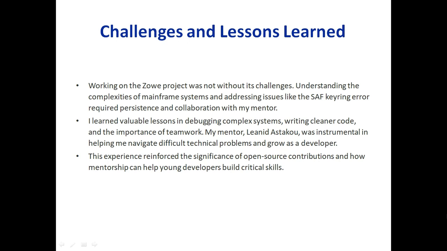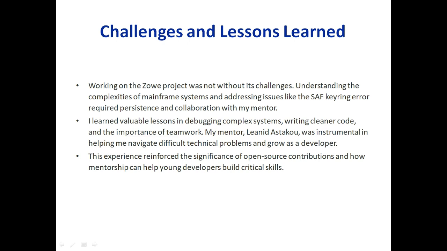Working on the Zoe project was not without its challenges. Understanding the complexities of mainframe systems was hard, especially as a beginner who had only worked on MERN stack projects and was very new to mainframes. It was very challenging, but my mentor Leonard really helped us in understanding and taking meetings in time and making us understand what is mainframe, what is Zoe, and what the Open Mainframe project does for it.